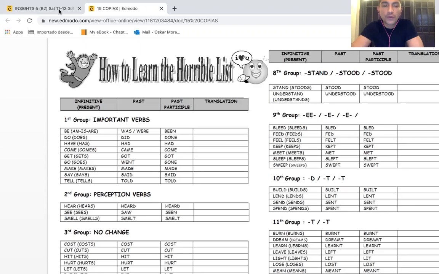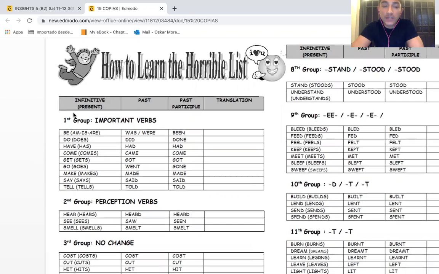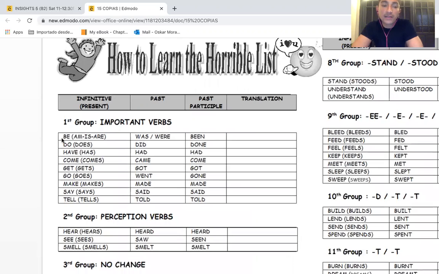So the first group, I would suggest that you guys have this document open with me and you can go one by one, so that way you can take notes and understand the pronunciation. So the first group, we have important verbs. That's the verb be. In past tense would be was and were. Do would be did, have, had.